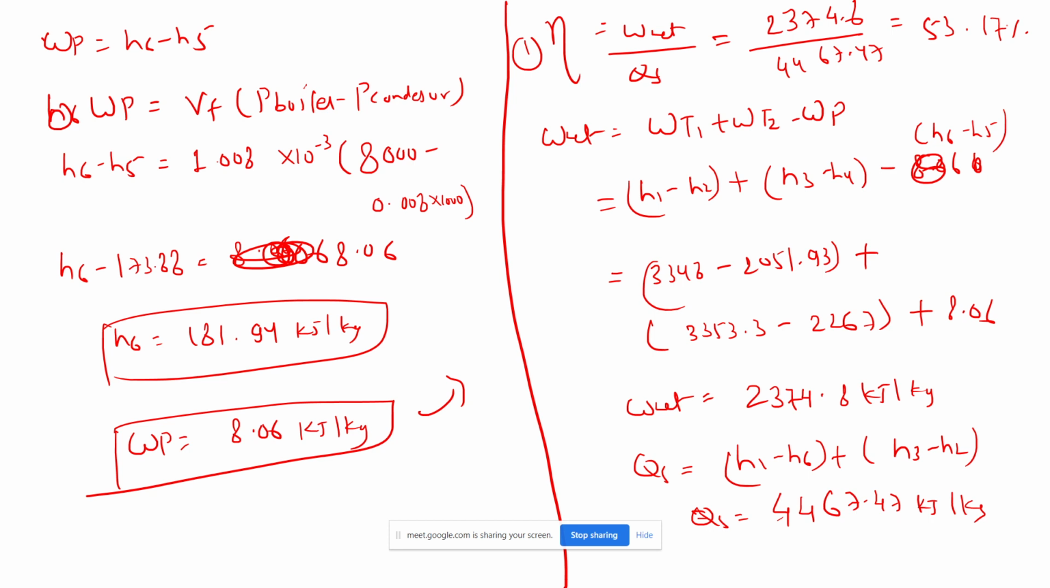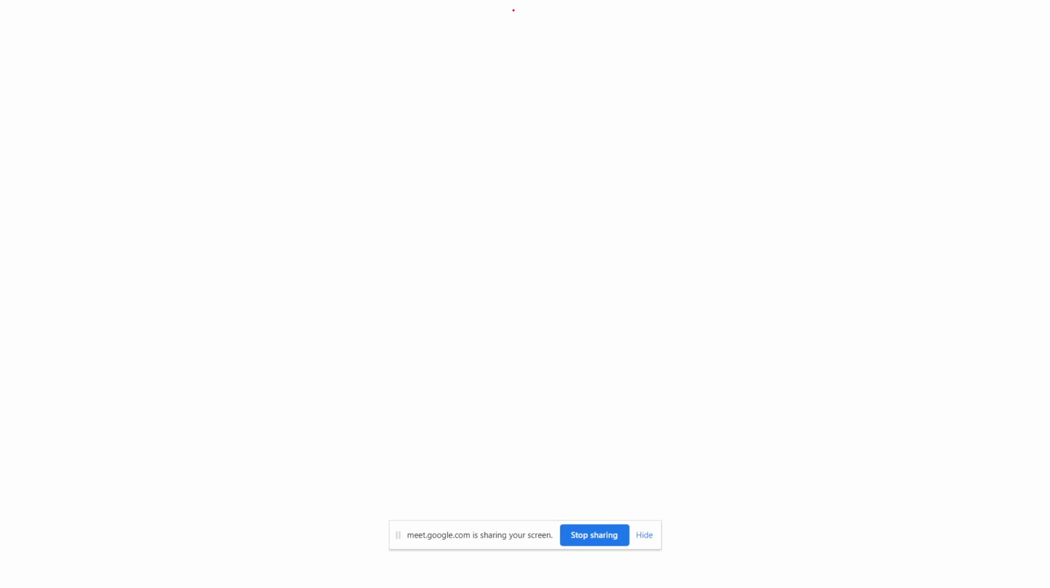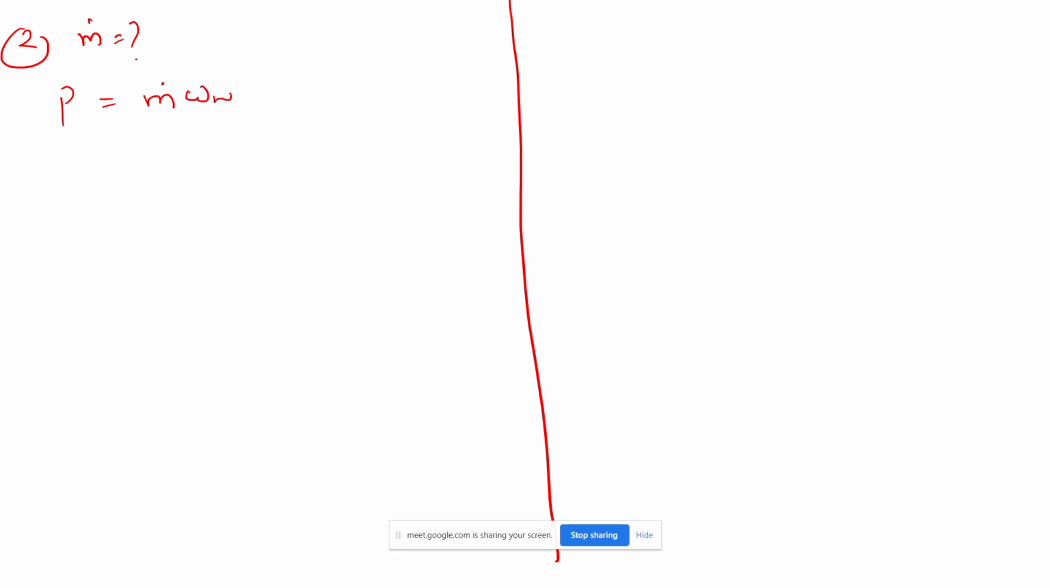Okay. Now the second point, what they have asked, mass flow rate. Second point, we have to determine mass flow rate. So what is the power output they have given? Our output is 100 megawatt. So power output they have given. What is the power output? Mass flow rate into net work done.